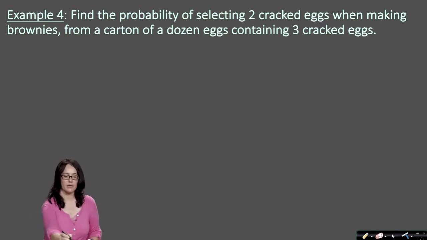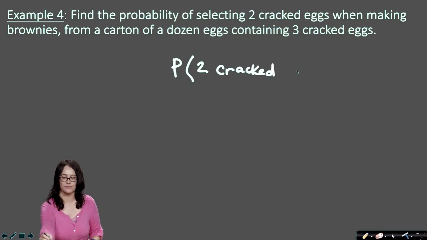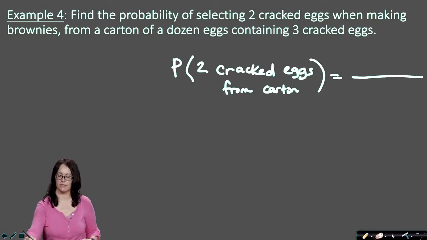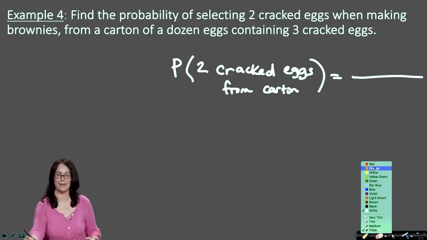Okay, so probability means fraction. You got it. So the probability that I select 2 cracked eggs from my carton. Okay, so that's going to need a fraction. What do we put in the denominator again? Hopefully you're just checking yourself. You tried it on your own, right?